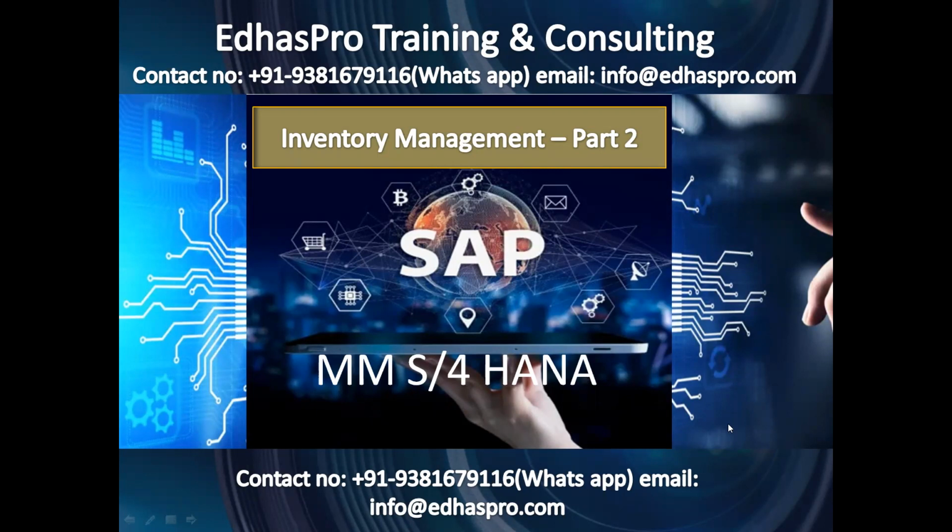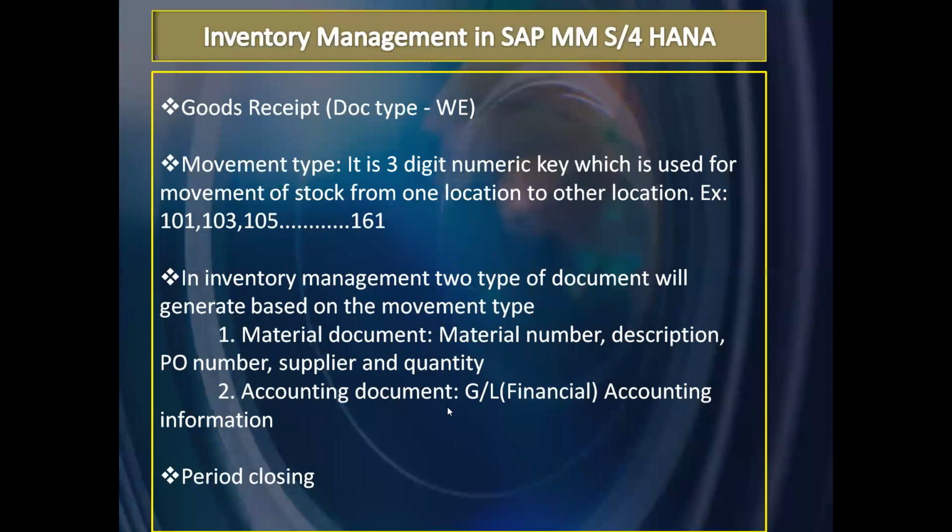Today we will discuss inventory management. As we have already started inventory management and have just gone through the overview of that, today we will discuss the different activities we have in inventory management. So in inventory management, we have goods receipt, goods issue, physical inventory, reservation, stock transfers. So we have different activities in inventory management. We will start with goods receipt.